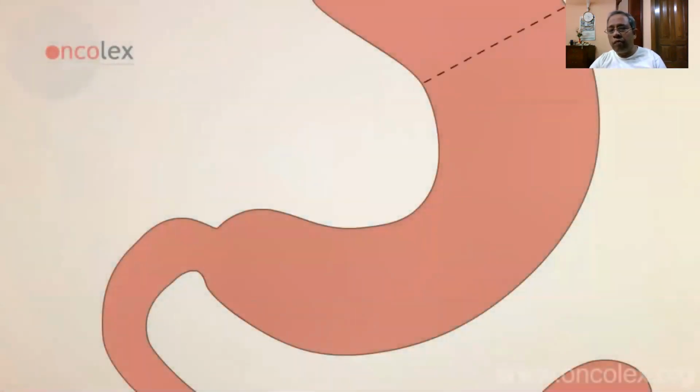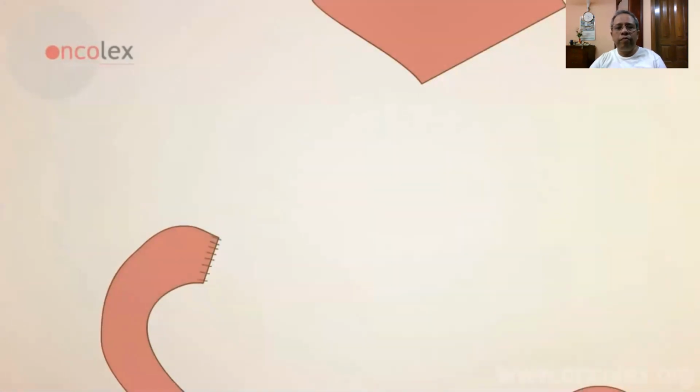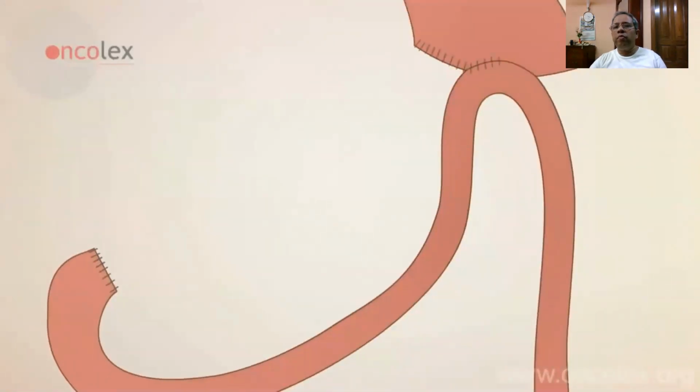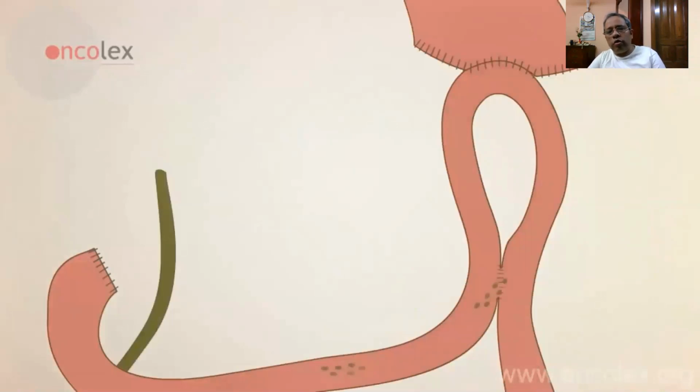In the Billroth 2 operation, the proximal end of the duodenum is first closed. The distal stomach is then anastomosed to the proximal jejunum, normally end to side. Finally, a side-to-side anastomosis is made between the jejunum and distal duodenum to facilitate the supply of bile and pancreatic juice.